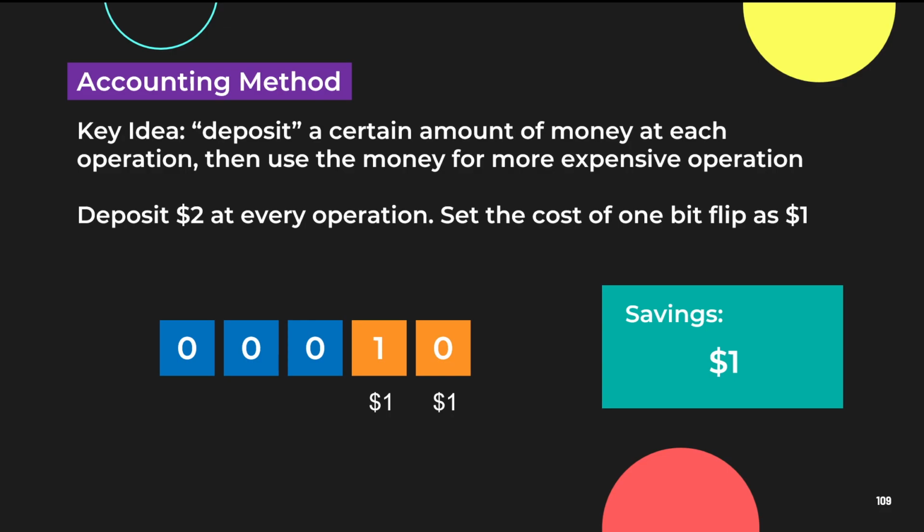So do I add anything to my savings? No, because my $2 is used for these two. Okay? Then the next day, I will need to increment this again. I get $2, so I use 1, I keep 1. So my savings now increase to $2.